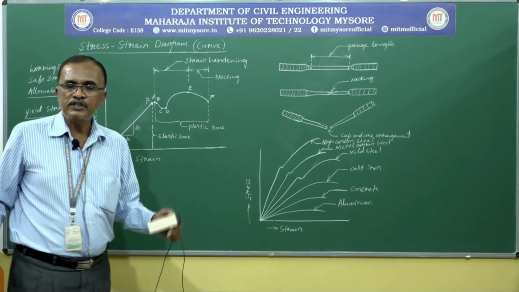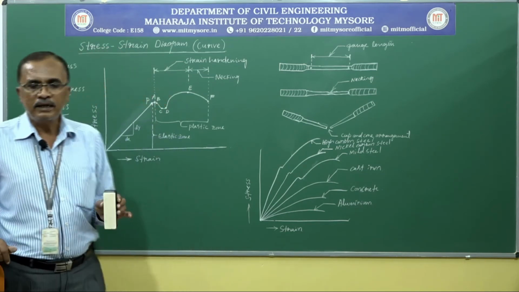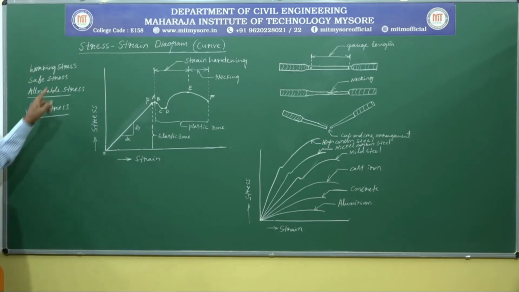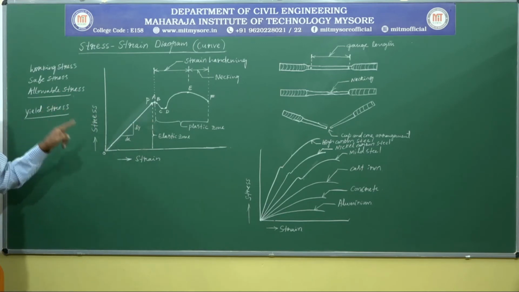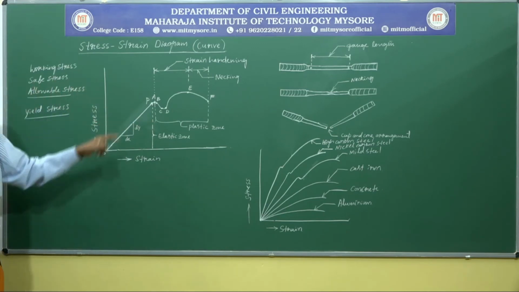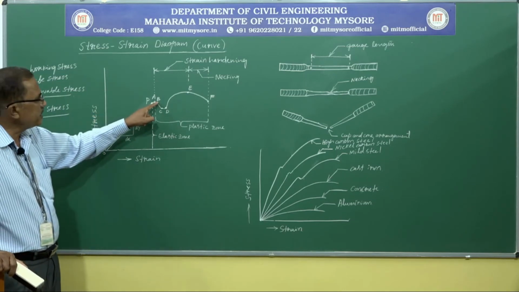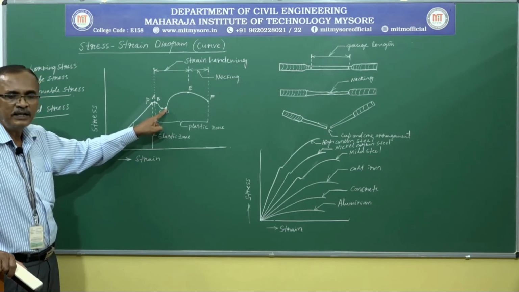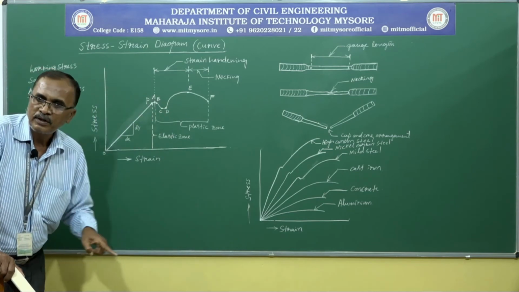Yield stress is the stress at which the material will undergo continuous deformation without appreciable increase in the stress, or at a practically constant stress. We have discussed this: B is the upper yield point, C is the lower yield point, and the CD range is known as the yield range, and the stress corresponding to CD is known as yield stress.